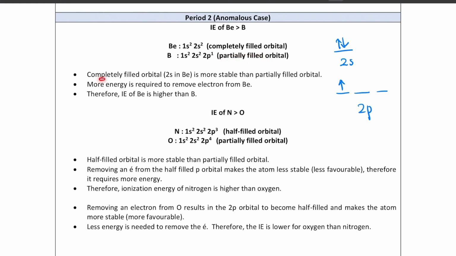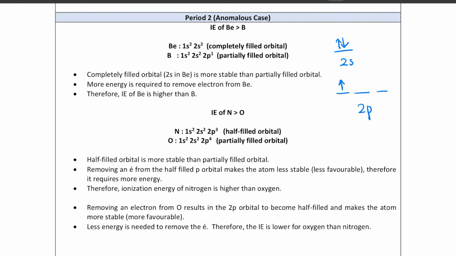Okay, so completely filled orbital in 2s in beryllium is more stable than the partially filled orbital in boron. Okay, so that's why, bila 2s ni lebih stable, so kita kata lebih banyak energi diperlukan untuk remove elektron daripada beryllium compared to boron. Okay, so that's why ionization energy of beryllium is higher than boron.